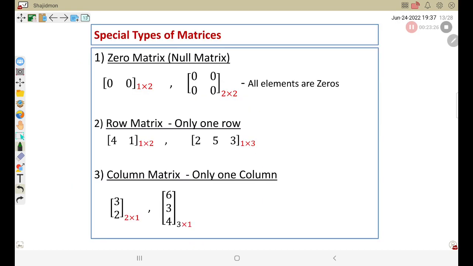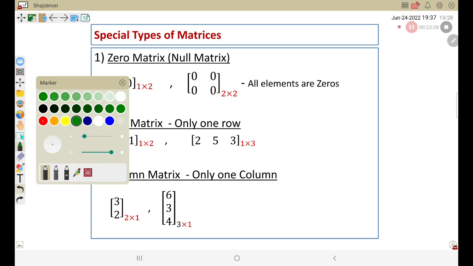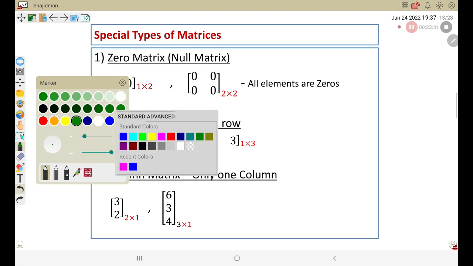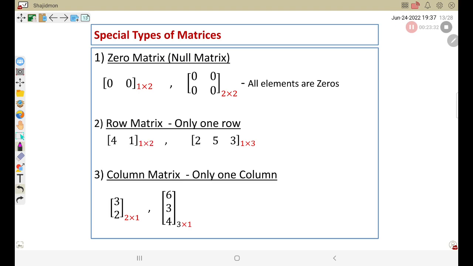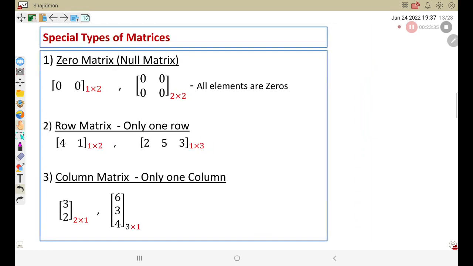Now, I will discuss the special types of matrices. What are the special types of matrices we need to discuss here? You can see them one by one. First, zero matrix. A zero matrix means a matrix in which all the elements are zero. All the numbers are zero. For example, matrix 0, 0. Matrix 0, 0, 0, 0. The only thing is that in the matrix, all the numbers should be equal to zero. That matrix we call a zero matrix or null matrix. We represent it with the letter O. O means zero matrix or null matrix.